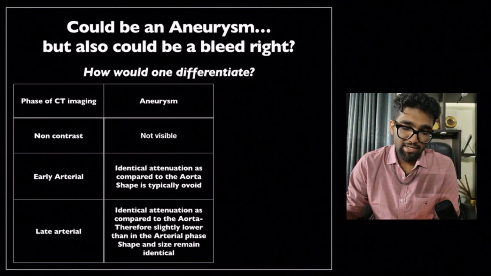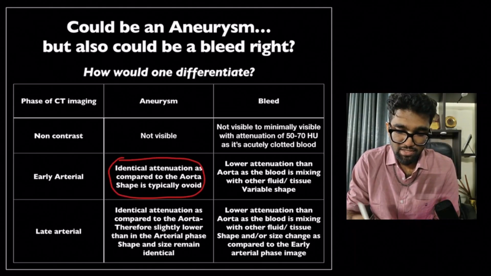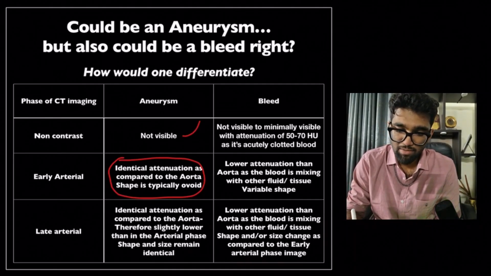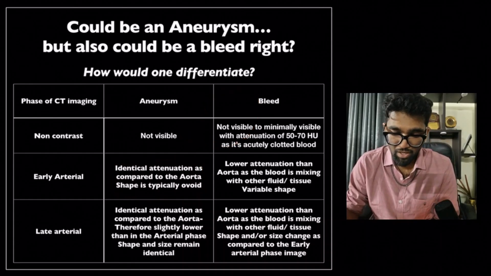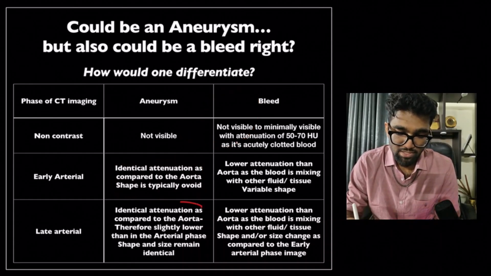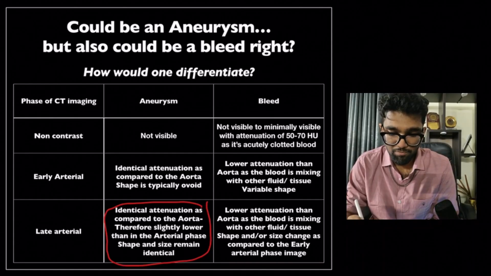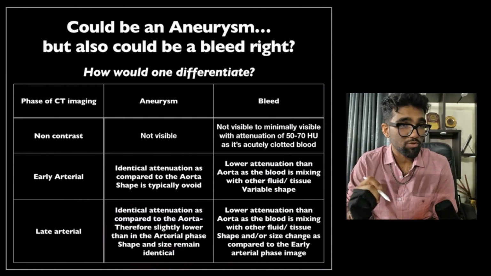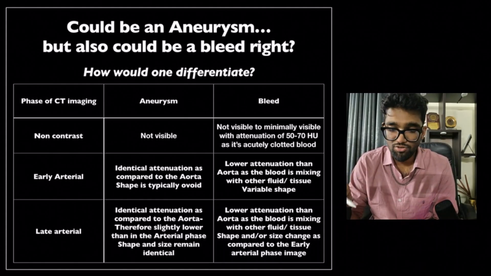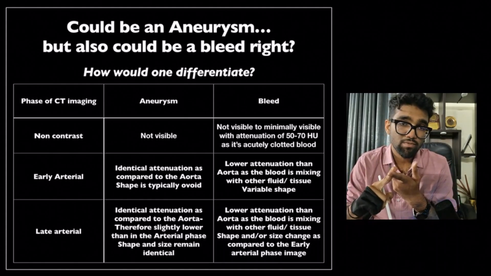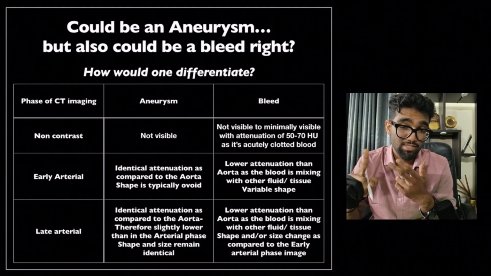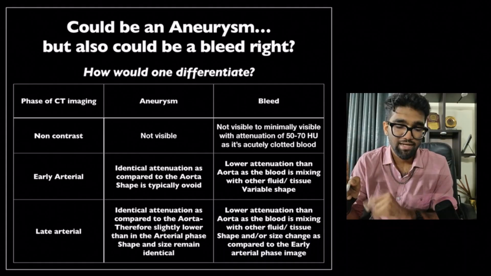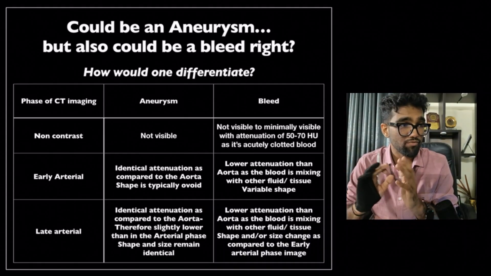During the early arterial phase, there will be identical attenuation as compared to the aorta, and the shape will be essentially the same as that of the aneurysm. So it will be ovoid in shape. Now, later in the late arterial phase, the shape will remain the same. The shape will not change. The attenuation is exactly the same as that of the aorta because the aorta also contains arterial blood and the aneurysm also contains arterial blood. So the attenuation remains the same as that of the aorta, and the shape remains the same during both the early arterial and late arterial phase because the wall of the aneurysm prevents blood from going in different directions.